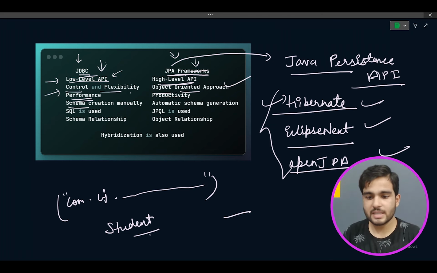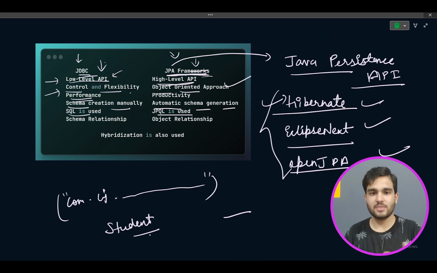Now the fourth point is schema creation. Here, as we have already discussed, you will have to use the create table statement for creating the schema manually. But in case of JPA frameworks, automatic schema generation is there. You just need to share the object, and it will create the schema for you. And in case of JDBC, SQL is used, but in case of JPA frameworks, a specific language, JPQL, is used. That's why it is not efficient.